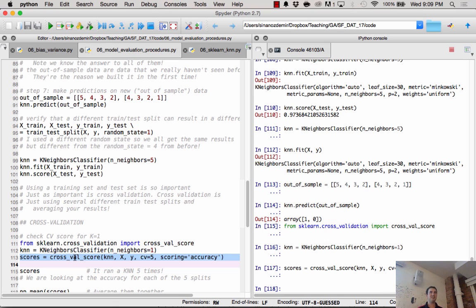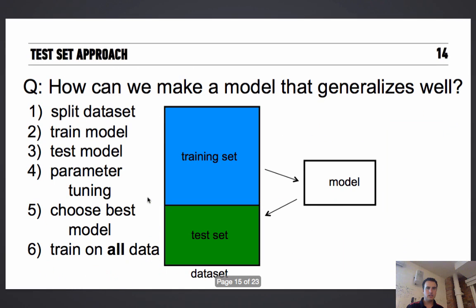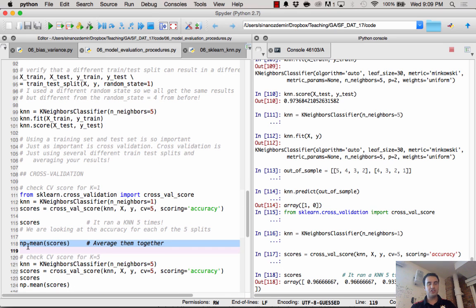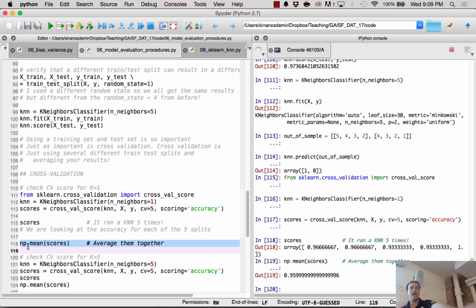What just happened was, in that brief millisecond, it ran KNN 5 times on 5 random train-test splits of the data. So to go back to our slides, it did this randomly 5 times. It took this blue, trained it, tested on the green. Did it 5 times. And here are the scores. The first time I got 97%, then 97, then 93, then 93, and then I got 100%. So if I want a general answer, I'll just take the average and say, on average, one neighbor does 96% accuracy.